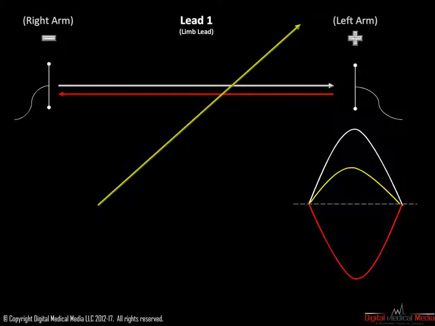It's still moving towards the positive end, therefore the recording is still deflected in the upward direction away from the baseline. If the vector were moving entirely perpendicular to this lead, then no signal would be recorded at all.